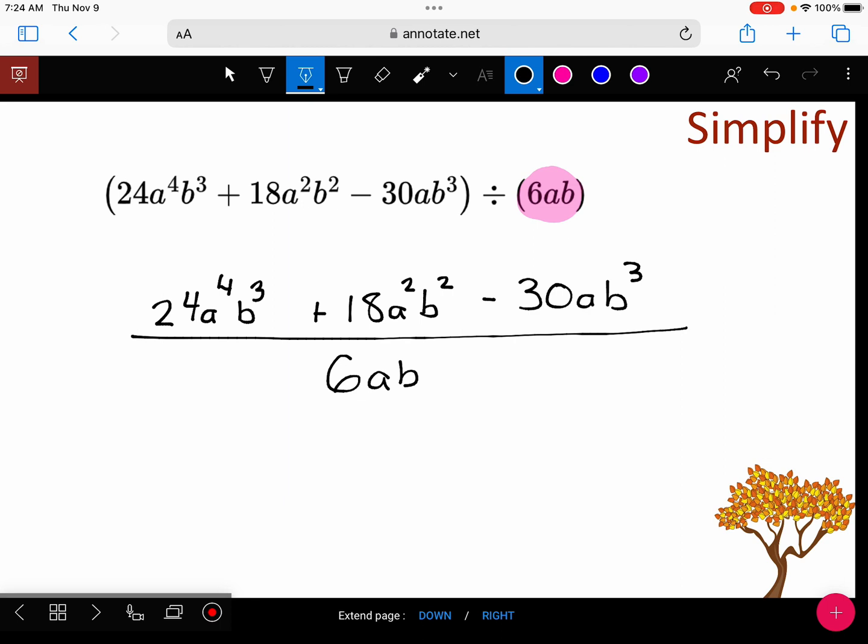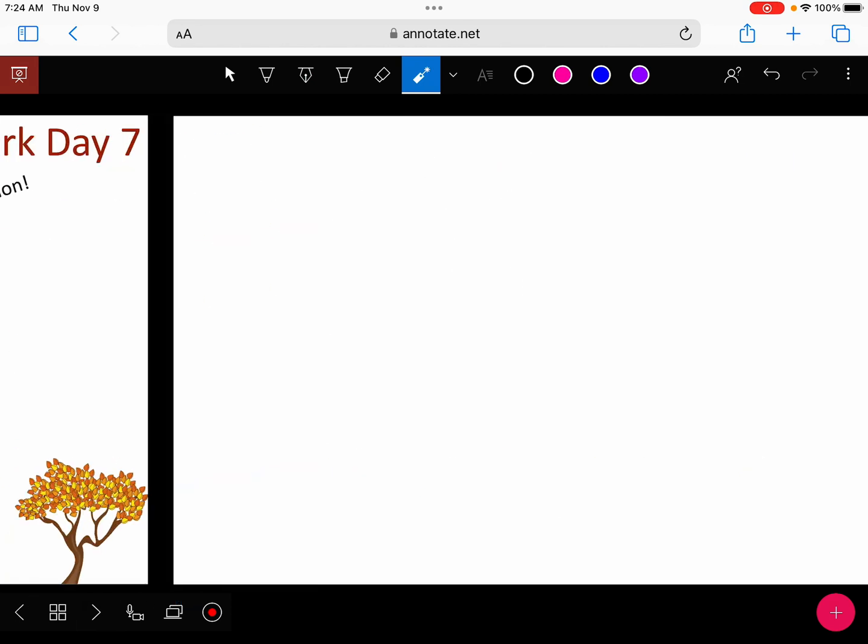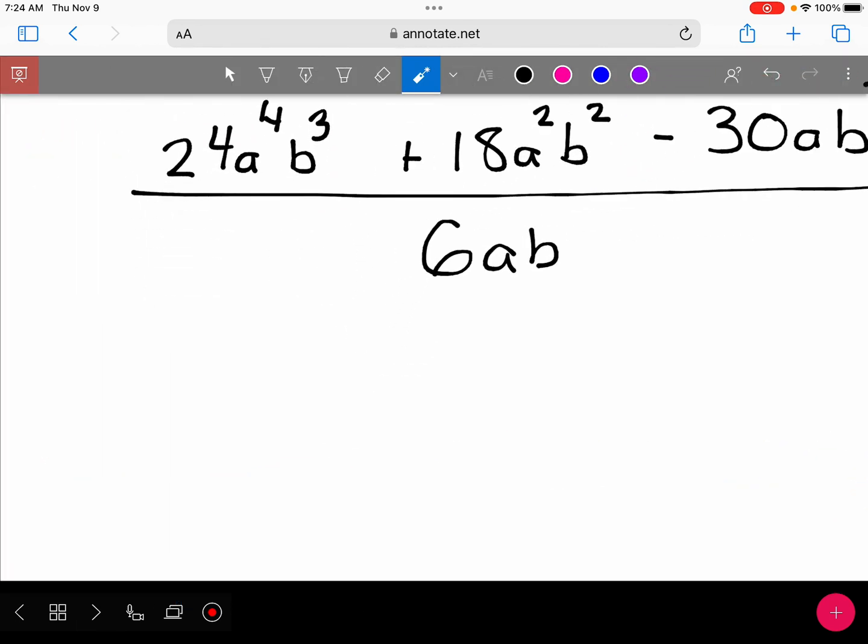When we are dividing by a monomial, I do recommend we set it up like this. It's very much like that first one we had in the bell work, where we split it up into separate fractions and then simplify it. That's how we're going to do it when we divide by a monomial. So I'm going to write this again, where I split this up into separate fractions, just like we split that one into 2 pieces.